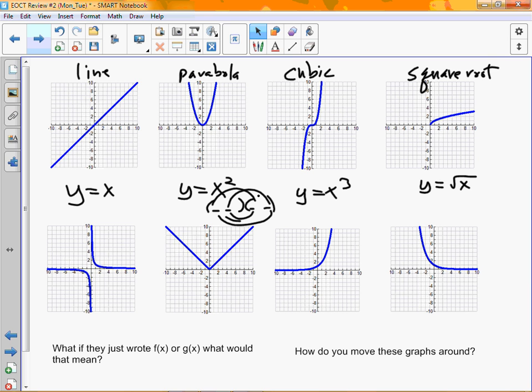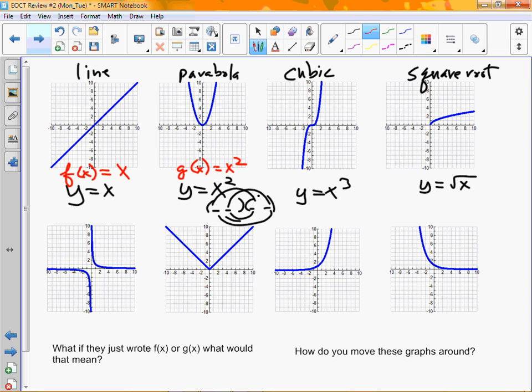Guys, look, this says y equals, it's called a linear equation. If instead I said f of x equals, now it's a linear function. This is a quadratic equation. If I took that out and said g of x equals x squared, now it's called a quadratic function. Y equals x cubed. H of x equals x cubed. Now it's a cubic function. Is a cubic equation a function? Yes. Is it 1-to-1? Yes.